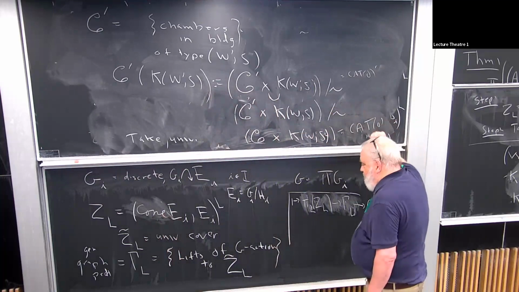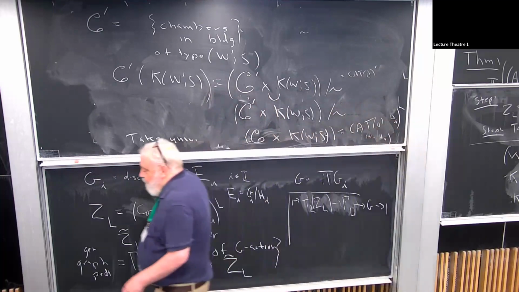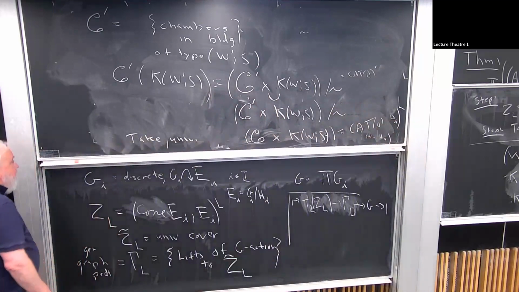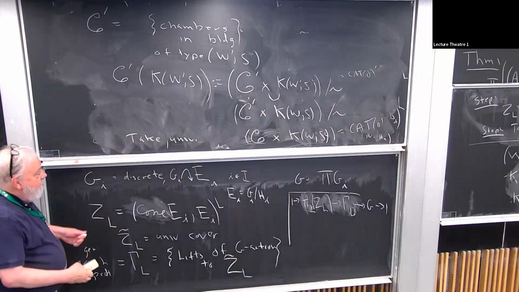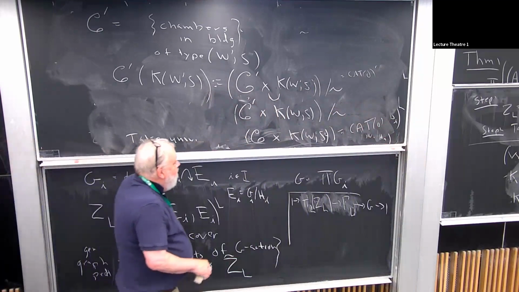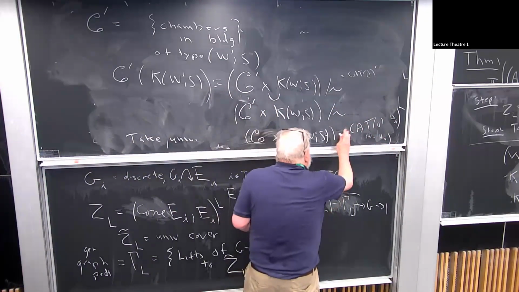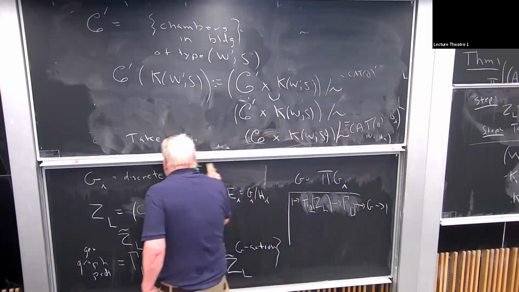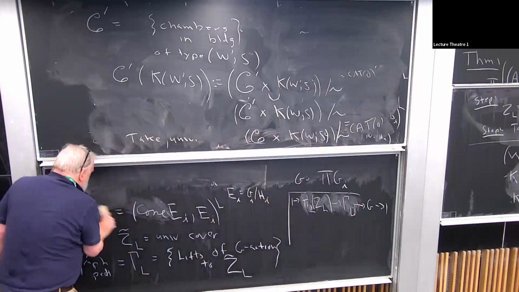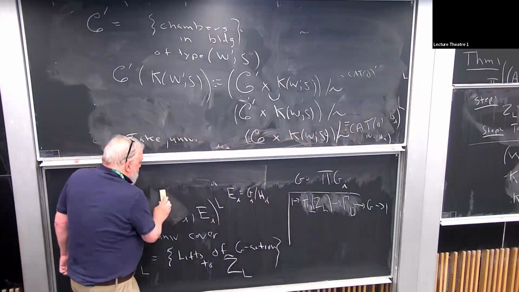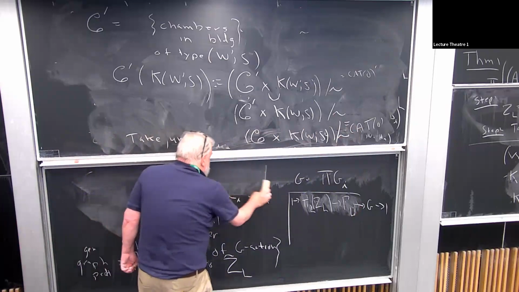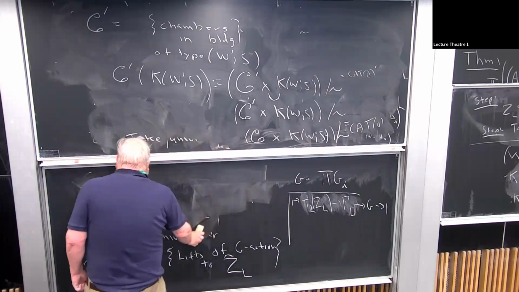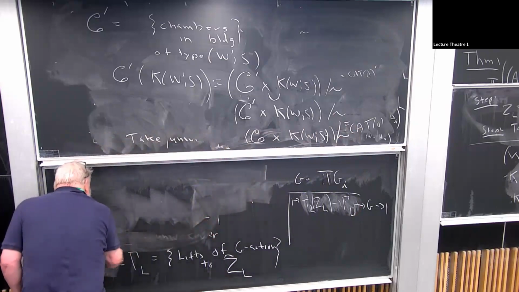And in fact, whatever the properties are that define a building, you can prove that this thing divided by the same equivalence relation is the geometric realization of a building. And the chambers are now called, or a bigger set of chambers.